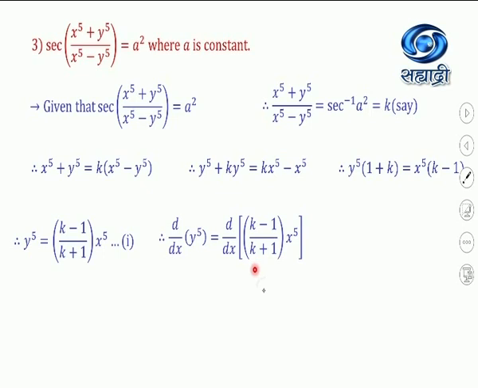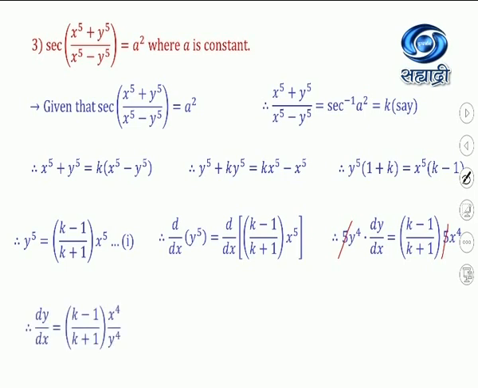Now this bracket is constant, so it can be taken out of the derivative, and then you write this bracket into the derivative of x raised to 5. See here, bracket into derivative of x raised to 5 becomes 5 into x raised to 4. On the left hand side, the derivative of y raised to 5 is 5 into y raised to 4 into dy by dx. Now here 5 get cancelled. So our next step is dy by dx is equal to bracket into x raised to 4 upon y raised to 4. So we get this.